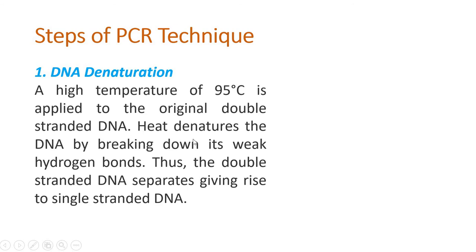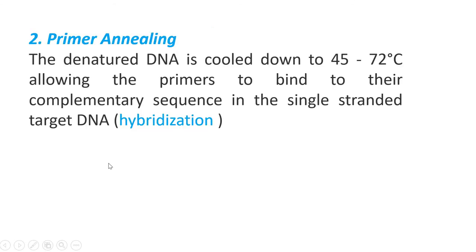As a result, there will be denaturation of the bonding between them, which is the hydrogen bond, and the double strand becomes two single-stranded DNA, meaning we have templates. After that, each single strand will be the template for copying, or complementation, of the new strand of DNA. Then the primer annealing: in this step of PCR, the denatured DNA strands are cooled down to approximately 45 to 72 degrees Celsius, and this allows the primers to bind with the complementary sequence in the separated single strands.